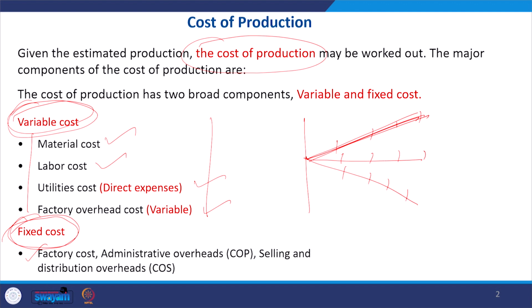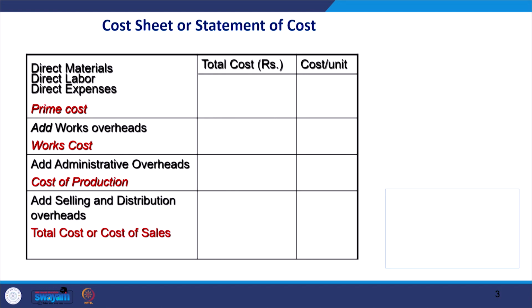So cost of production is one component in the profitability projections, and we have two broad components of cost, variable cost and fixed cost. Variable cost is composed of material cost, labor cost, utilities and factory overheads. Fixed cost is composed of factory overheads, administrative overheads and selling and distribution overheads. So finally, to calculate the cost of production, we have to prepare this kind of cost sheet.